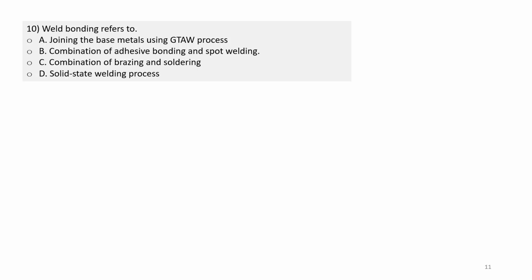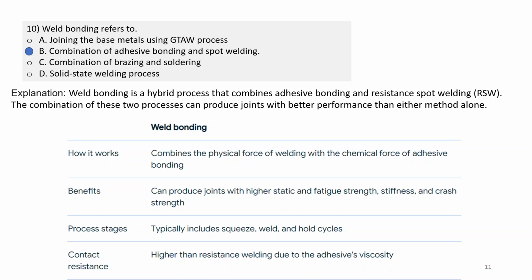Next question is, weld bonding refers to. Your options are joining the base metals using gas tungsten arc welding process, or the combination of adhesive bonding and spot welding, or the combination of brazing and soldering, or the solid state welding process. So weld bonding is a combination of adhesive bonding and spot welding.